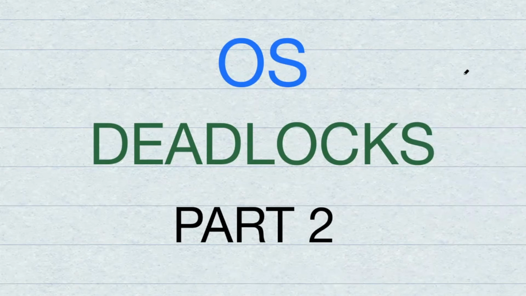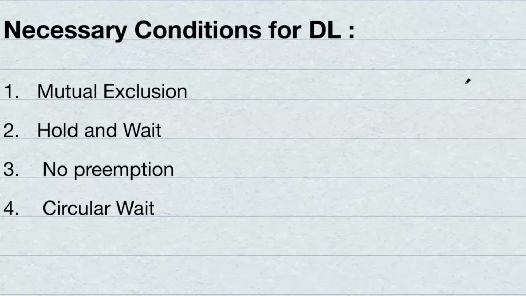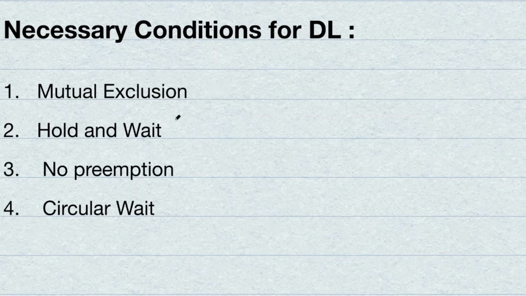In Deadlocks Part 1, we have seen what is a deadlock, then we have moved on to a resource allocation graph, then wait for graph, right? So in Part 2, we are going to focus on the necessary conditions for a deadlock to happen. So let's dive in. There are four necessary conditions for a deadlock to happen. One is mutual exclusion, hold and wait, no preemption, and circular wait, right?